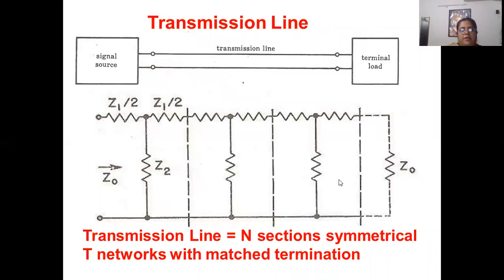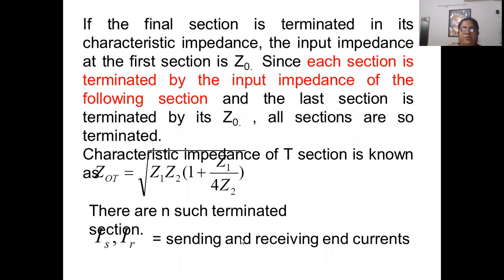Now the transmission line. Here it is the signal source and it is the terminal load. Here we have joined the various T sections in cascade to show the transmission line. If the final section is terminated in its characteristic impedance, the input impedance at the first section is Z0. Since each section is terminated by the input impedance of the following section and the last section is terminated by its Z0, all sections are also terminated.